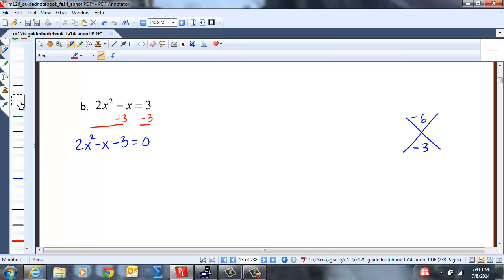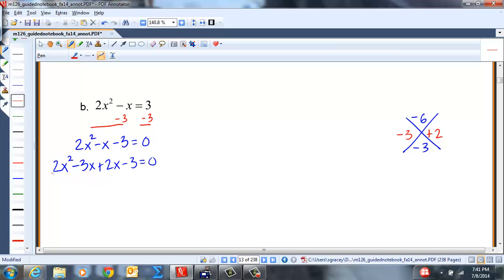So we'll have opposing signs. And I believe that the two numbers will be negative 3 and positive 2. So, factoring by grouping, we'll have 2x squared minus 3x plus 2x minus 3 is 0.